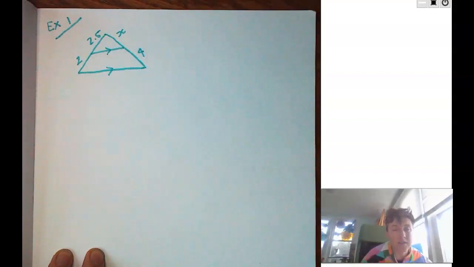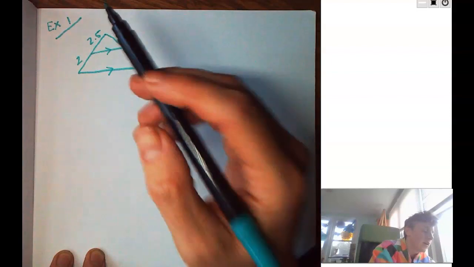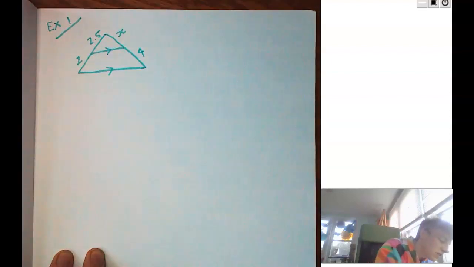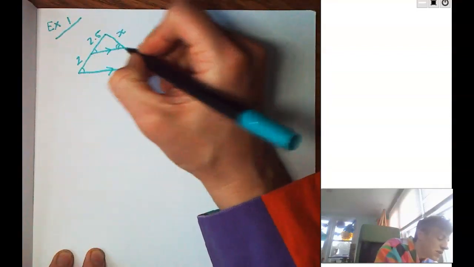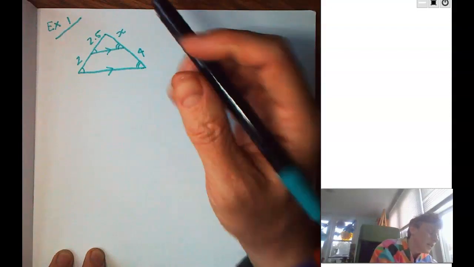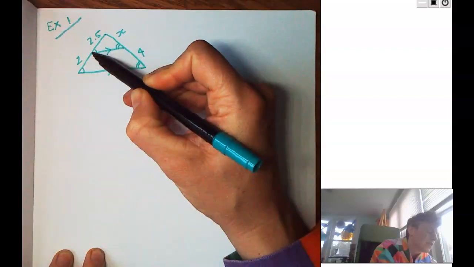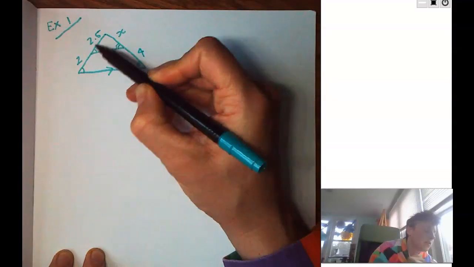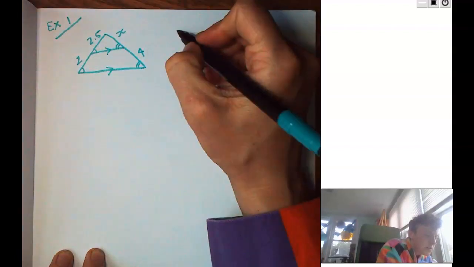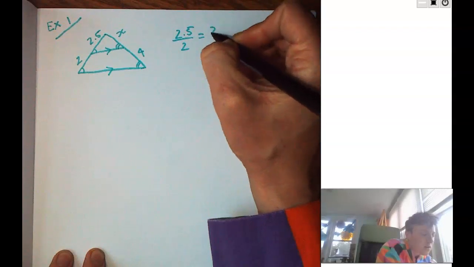Can we solve for x? Oh yeah, you bet your boots. We got parallel lines, which means we got congruent corresponding angles. Which means we have similar triangles, which means we have proportional sides. Which means we can compare the one side of the little triangle to that chunk on the bottom of the big triangle. So we can say 2.5 over 2 is going to equal x over 4.